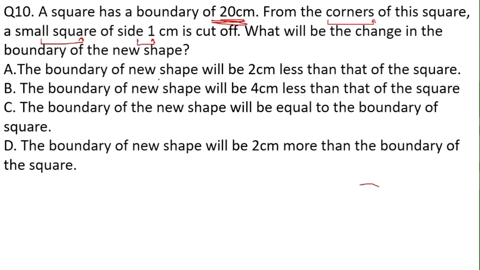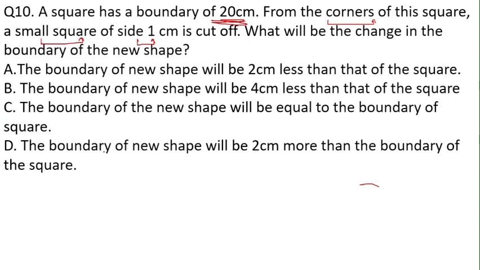Option A: the boundary of the new shape will be 2 centimeter less than that of the square. Option B: the boundary of the new shape will be 4 centimeter less than that of the square. Option C: the boundary of the new shape will be equal to the boundary of the square. Option D: the boundary of the new shape will be 2 centimeter more than the boundary of the square.